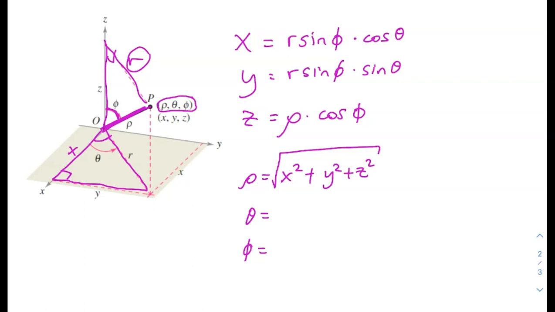Theta is the same as before. It's the same as in cylindrical coordinates, so we saw how to find that. Tangent theta equals y over x.